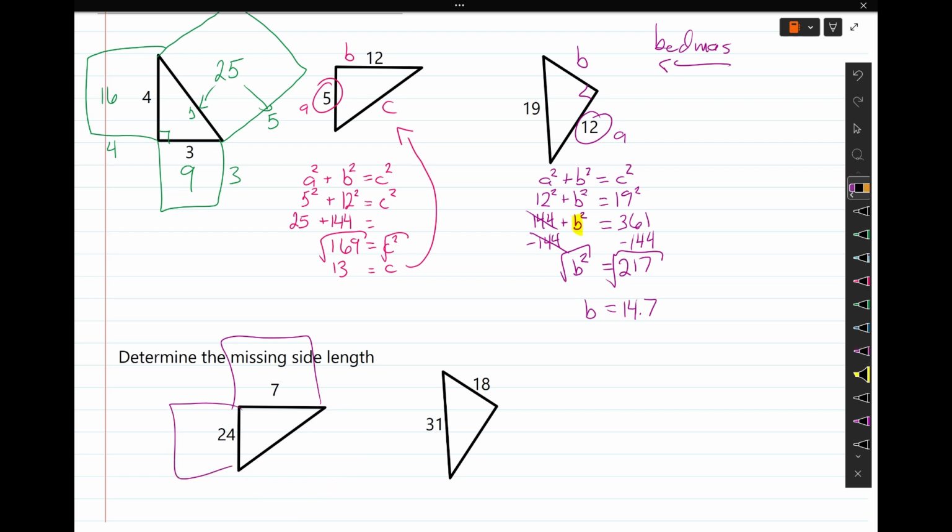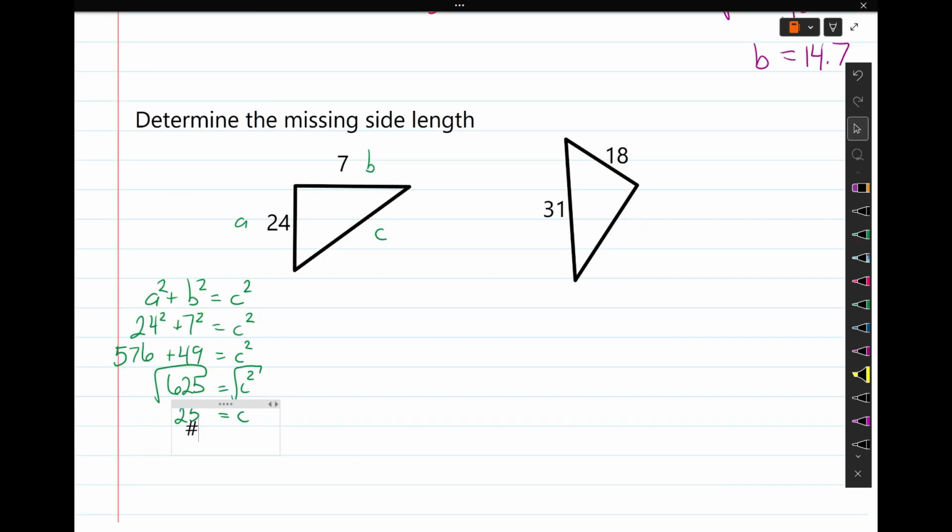Give it 3 seconds here, and you'll see a solution popping up for the triangle on the left. There we are. Nice work, folks. Where we find C, our unknown hypotenuse, that's the longest side right here, is equal to 25. Give it 3 more seconds, and you'll see a solution popping up here for the triangle on the right. Be careful which unknown you're looking to solve for, whether it's the hypotenuse or whether it's one of the shorter sides. And there we are.